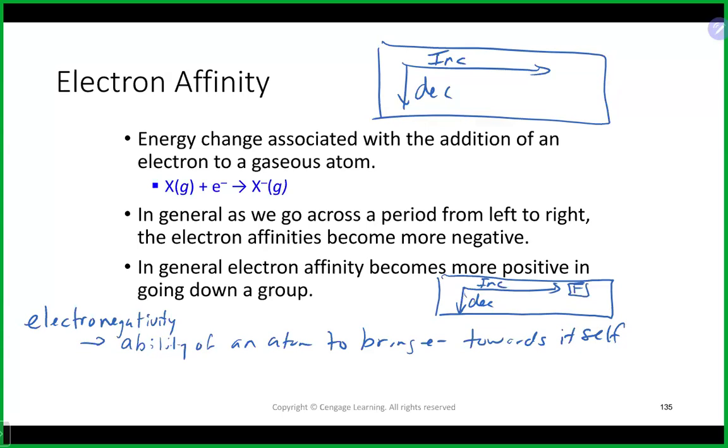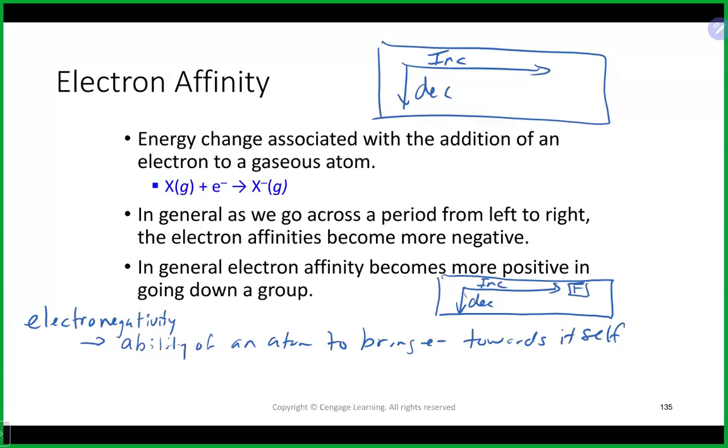So if you're good at bringing electrons towards yourself, you're probably pretty good at gaining electrons, right? You're able to bring the electrons near yourself, and you're able to gain them. So you have high electron affinity and high electronegativity as you go up and to the right. Now, all of these trends also correlate to the size that we see in terms of the atomic radius.